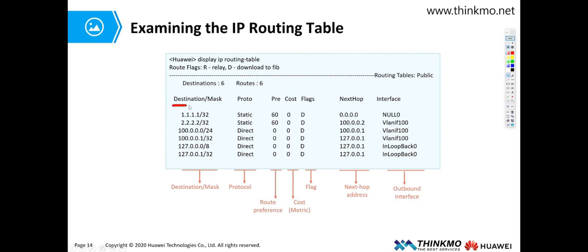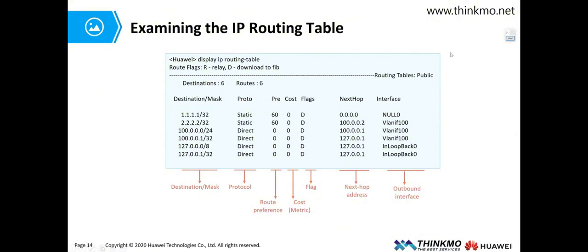Here, it will indicate the destination you want to route to, its subnet mask, and how it synthesizes the destination network. Besides this, there is also our protocol, which means the method through which I learned it, and Pre here refers to the priority of our route, as well as our cost value. Flags, as well as the next hop and our outgoing interface. Now, let's go through them one by one.